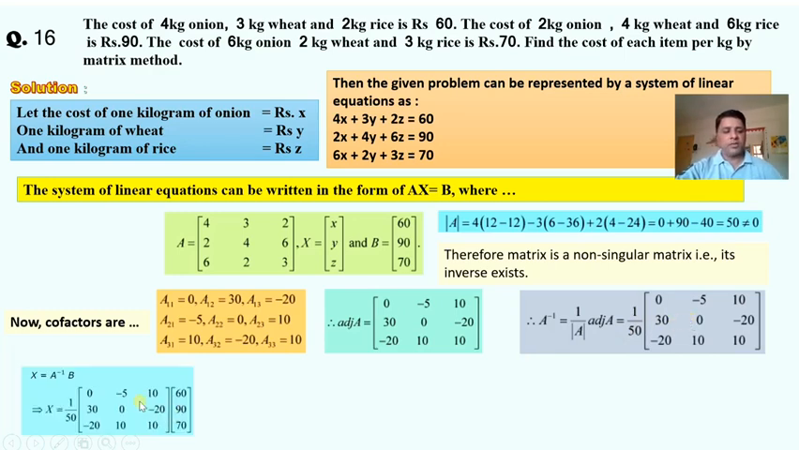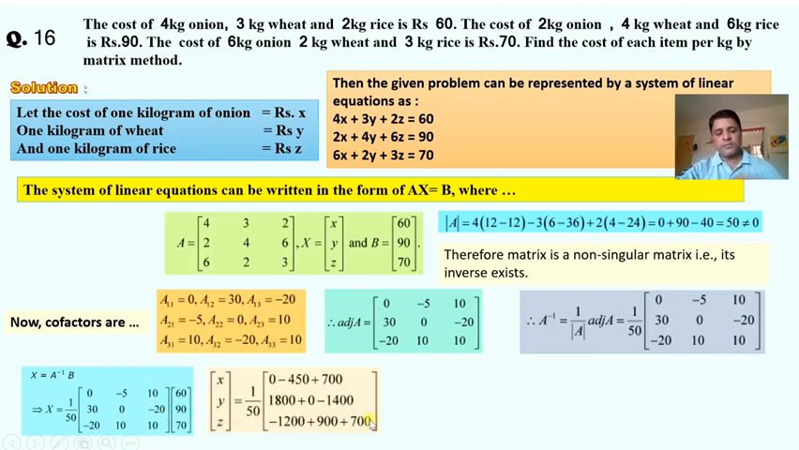Now the formula for finding x is x is equal to A inverse B. The value of A inverse is this 1 upon 50 into the matrix that we wrote here, and then into B. B means this B matrix, which is here. Now multiplying, this is 3 by 3 and this is 3 by 1, so the order of the resultant matrix will be 3 by 1 only.